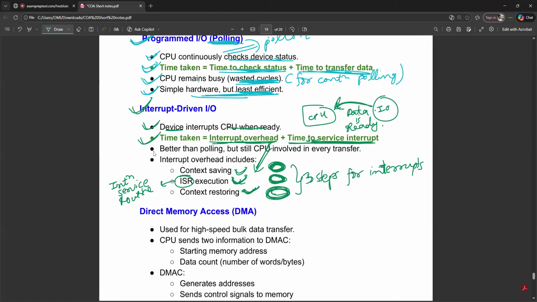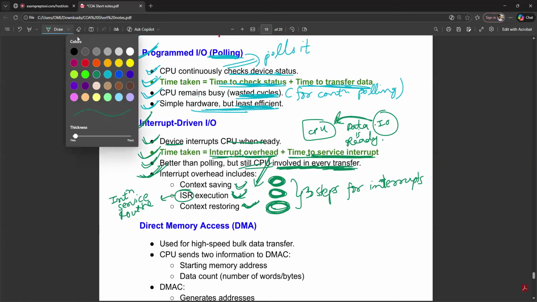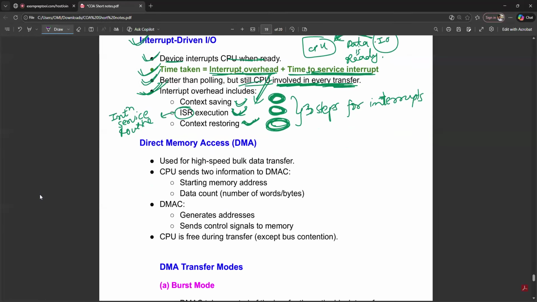Okay. Now the next point: better than polling, but still CPU is involved in every transfer, right? It's better than polling because you don't have to continuously check whether IO is ready. It interrupts when data is ready. But still CPU is involved in every transfer. So this is the interrupt driven IO.